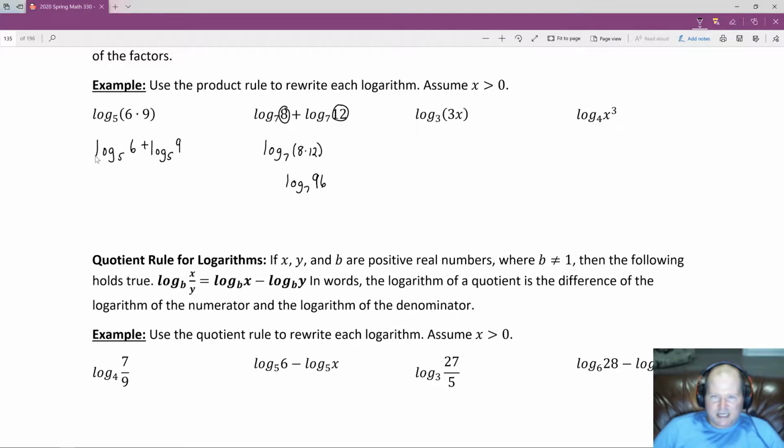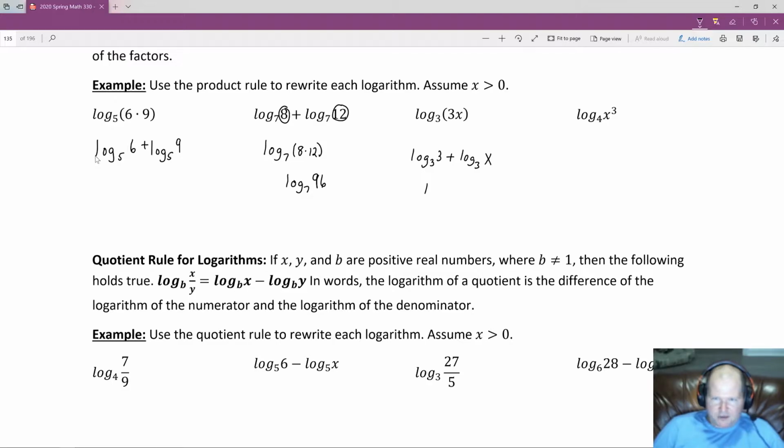The next one has 3 times x. The same thing we did with the constants, we're going to do with a variable now. So we'll end up with log base 3 of 3 plus log base 3 of x. Now, whenever you can simplify one of these logarithms, you really should. So the question here is, 3 to what power is 3? If these both match, that must be 1. So again, 3 to the first power is 3. So log base 3 of 3 is simply equal to 1.